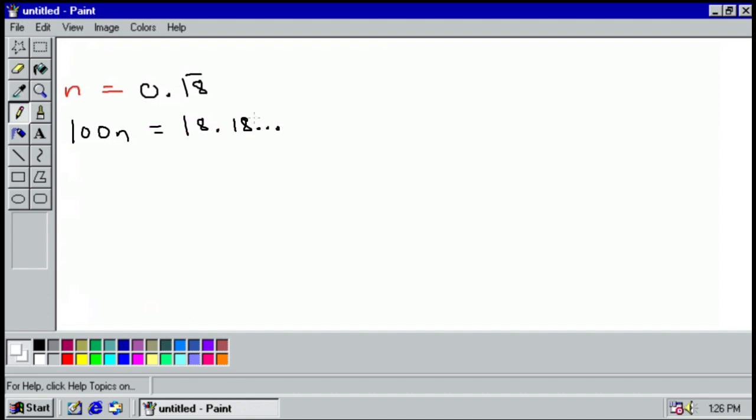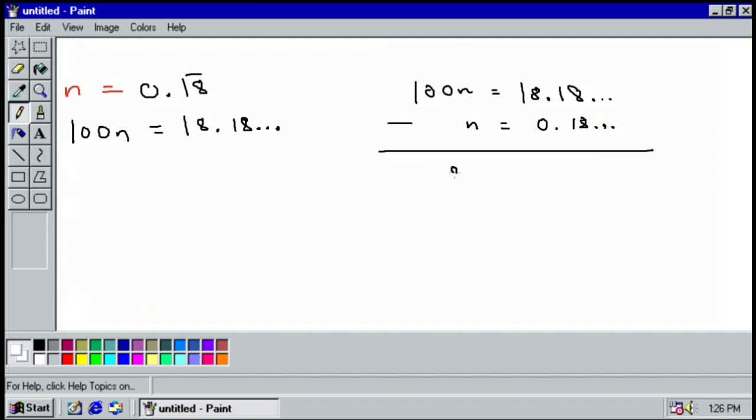Now, to remove this part, we're going to subtract n, which is 0.18 repeating. So 100n minus n is 99n, and as you can see, the 18s cancel, so we have a whole number left. That means we're on the right track.